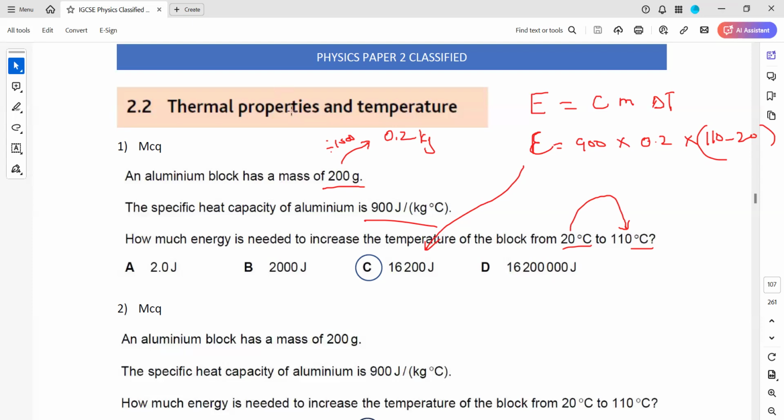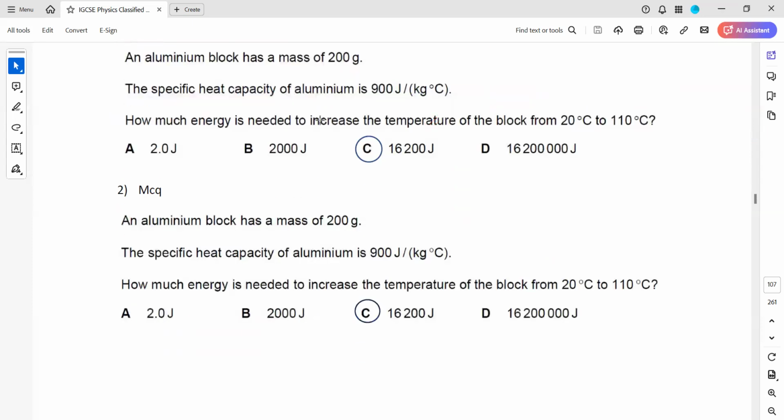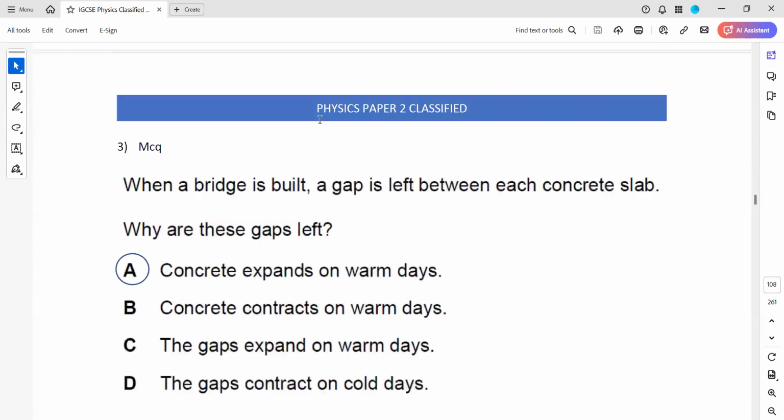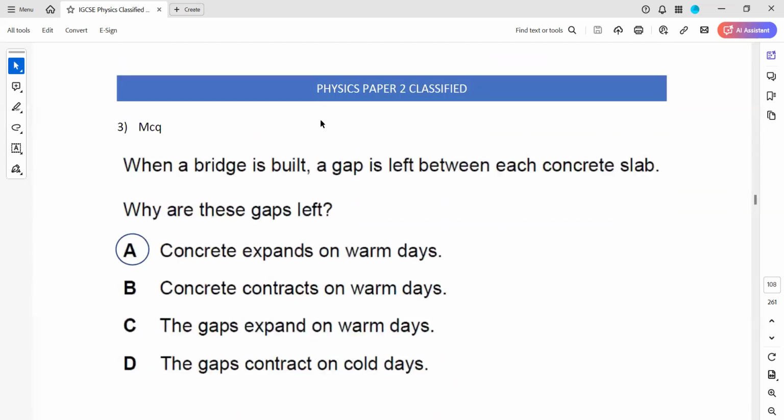Question 2 is the same question related to the block of aluminium. Then we have question 3. When a bridge is built, a gap is left in each concrete slab. Maybe you have seen these expansion gaps. When they build the bridge, they keep a small gap between the sections of the bridge, not a very large gap. So why are these gaps left? What will happen?